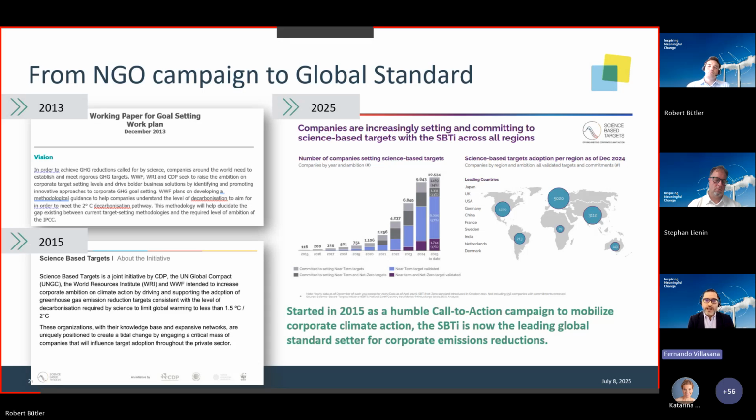After navigating this decade of multiple challenges, including operational challenges, technical challenges, and even some governance issues, the SBTi chose to become its own independent organization and started rethinking the delivery model for its mission. So moving past an NGO campaign or a call to action into a standard setter. Actually, I guess it's now the leading global standard setter for corporate climate action. And that sets the stage for this new net zero standard that Robert just walked us through.